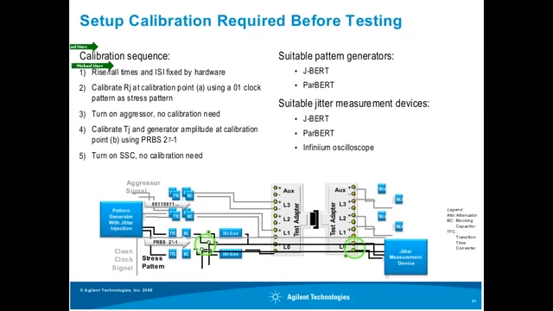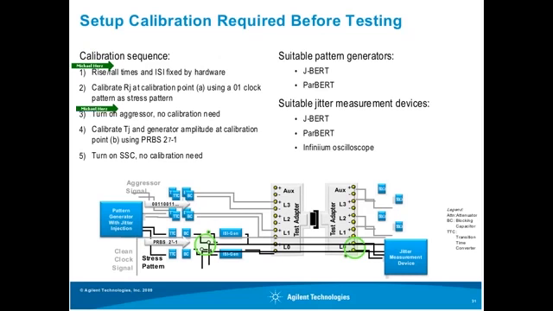First of all, the rise fall times and the ISI are fixed by hardware because these are fixed accessories in the setup. And then the first thing to be calibrated is the random jitter at calibration point A, so without the ISI and without the test adapters. Also using a clock pattern, this gives a more precise measurement.